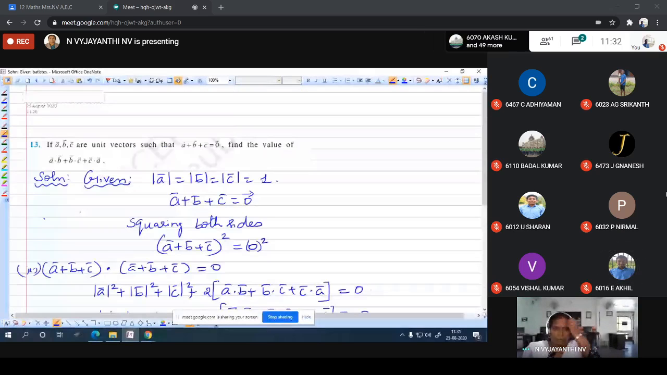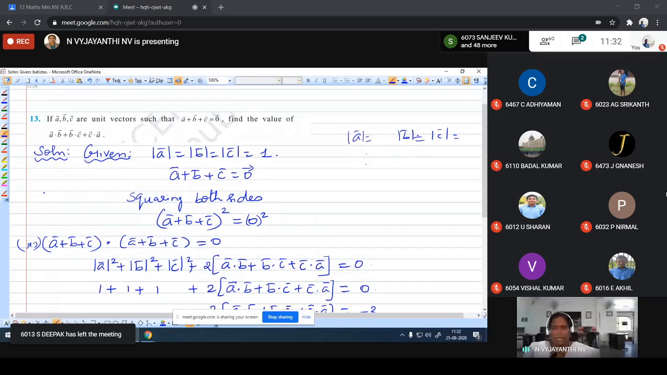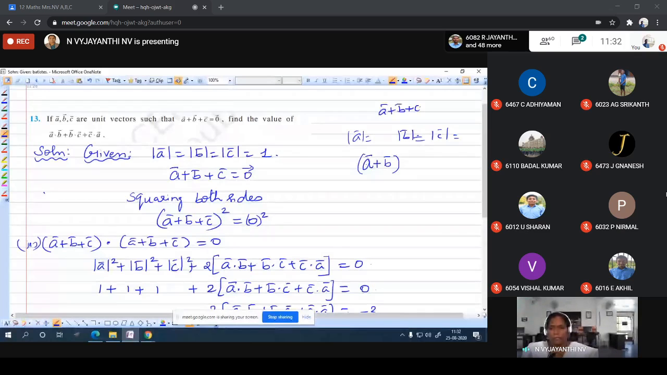In case they give modulus of A, modulus of B, modulus of C, all three, and they ask you to find the angle between A and B, then what you have to do is consider A plus B plus C. If the value is given, like 3, or it may be equal to 0 also. A plus B plus C equal to 0 means A plus B will be equal to minus C vector. Now you have to square both the sides.